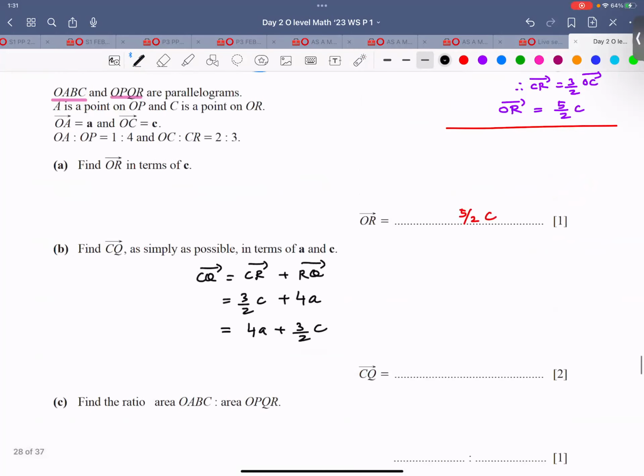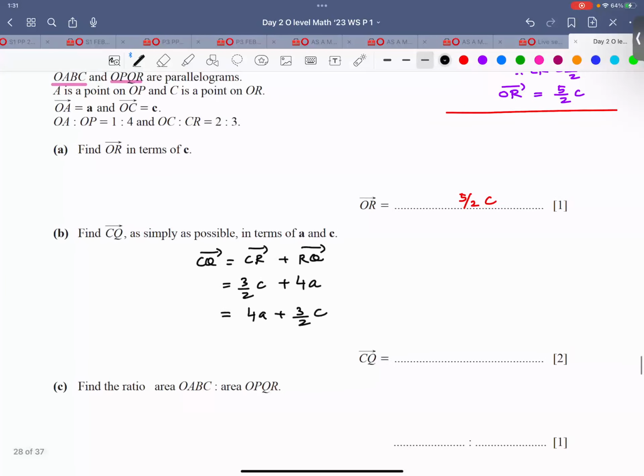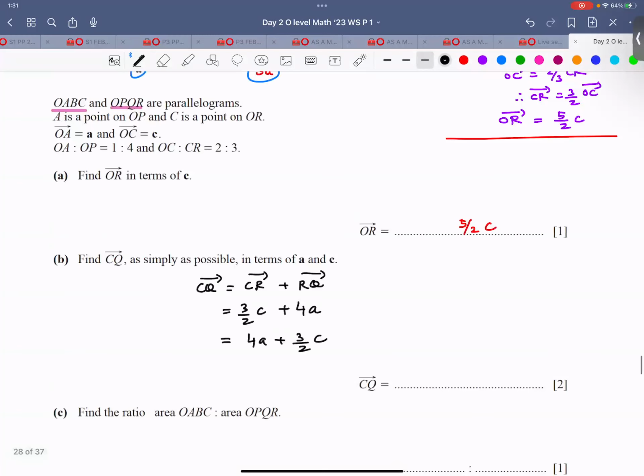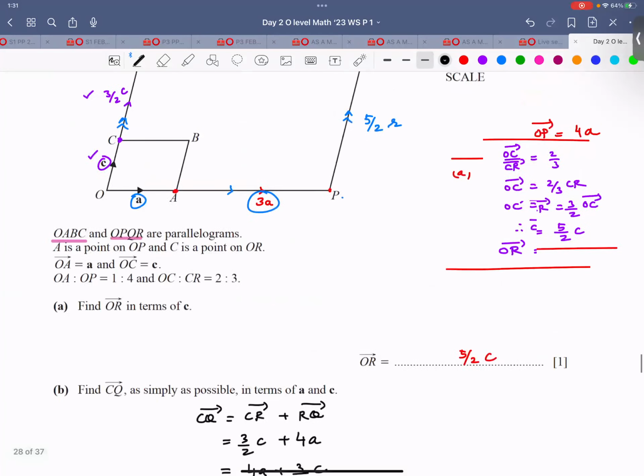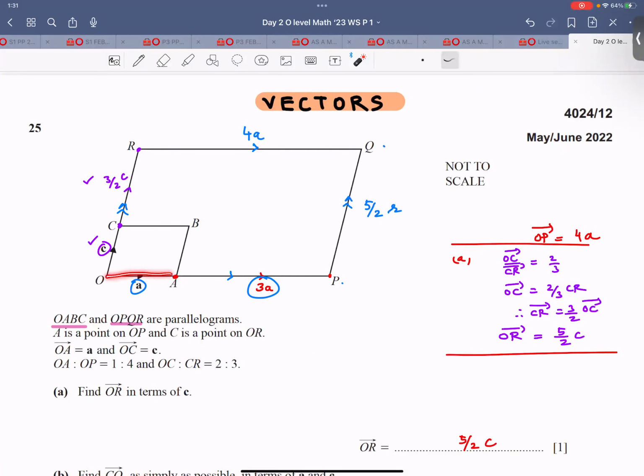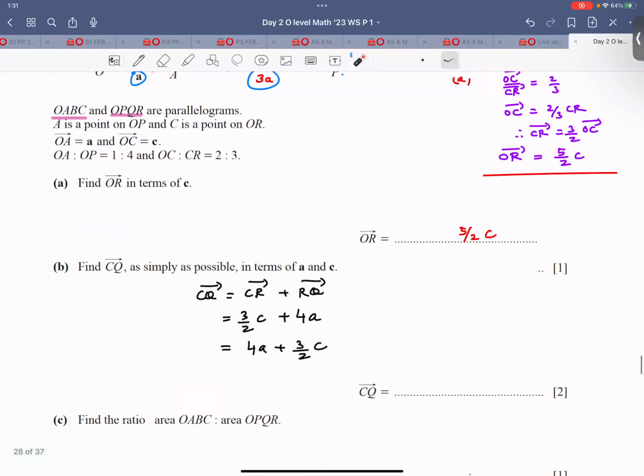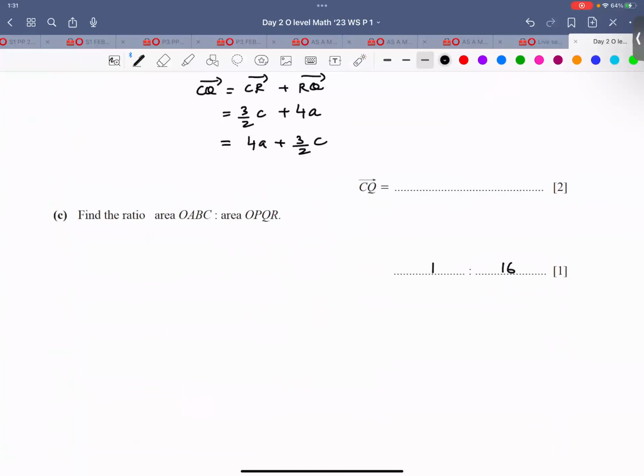Now it's asking for ratios. Find the ratio of the area of OABC and the area of OPQR. Are these two similar shapes? Yes, they are. The ratio of this to the whole thing is 1:4. So therefore, the ratio of the areas is 1:4 squared. That's as simple as this. So this is 1:16, because this is 1:4, the whole thing squared.